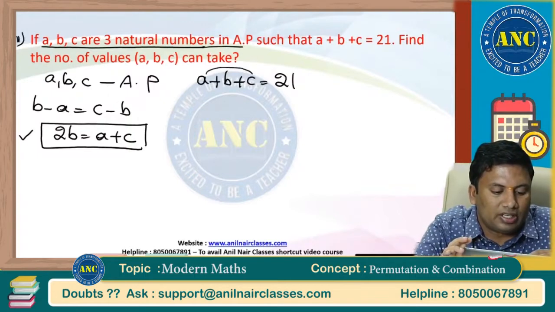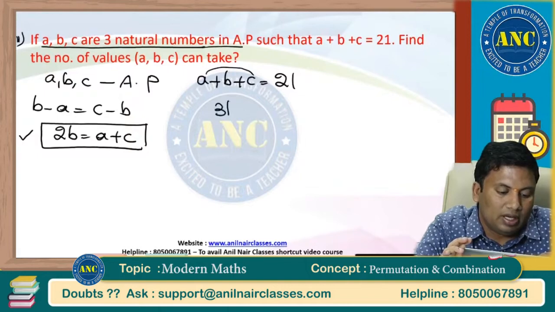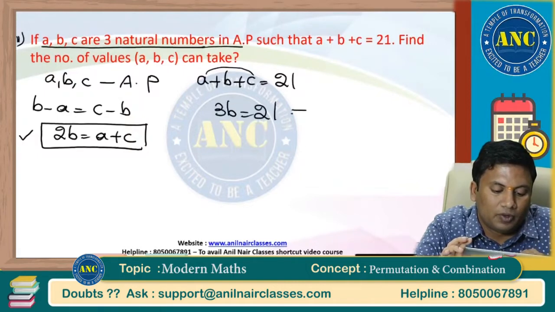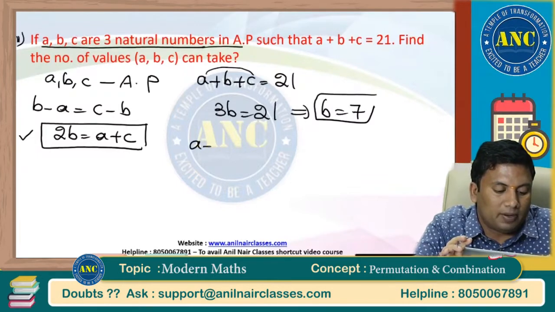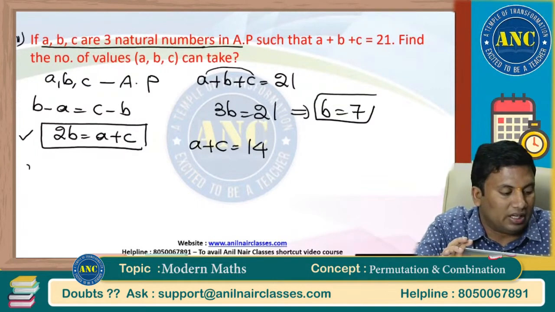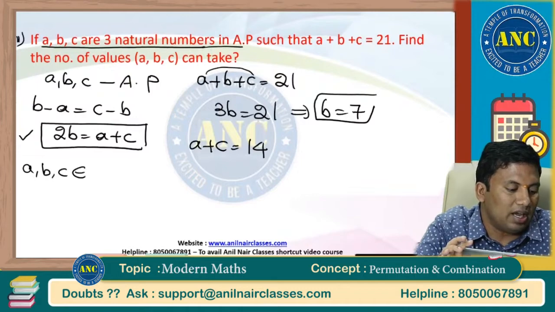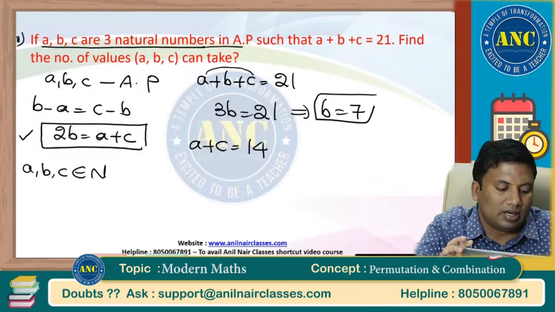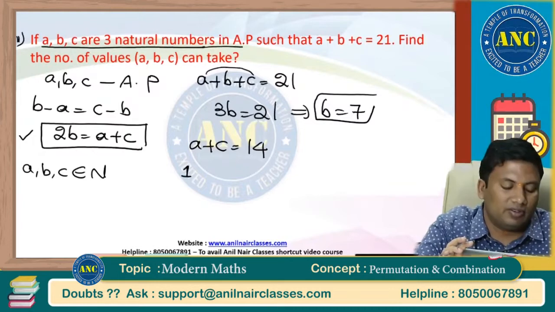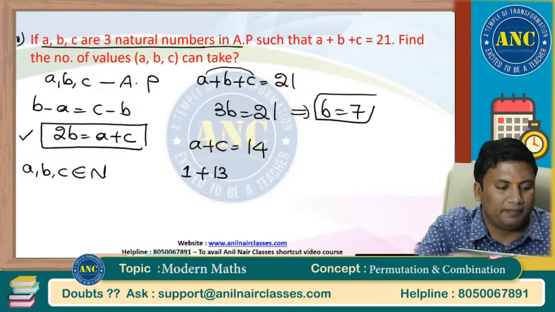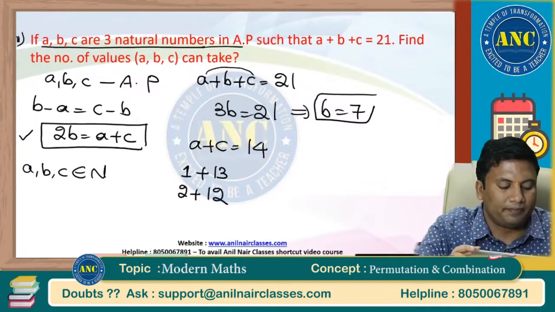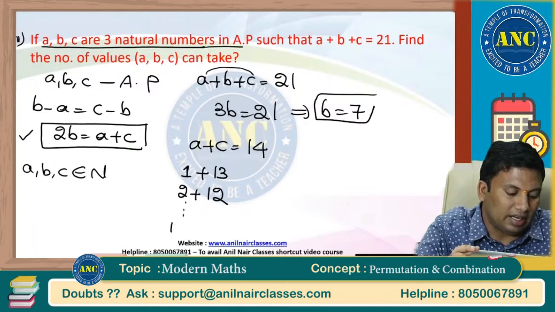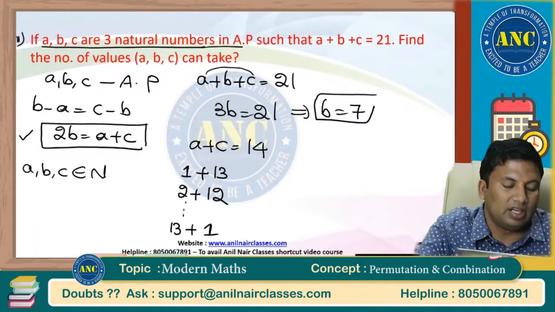If I substitute 2B instead of A plus C, 3B is equivalent to 21. B is nothing but 7. If B is 7, the A plus C value is 14. A plus C is 14, and it is given in the question that A, B, C are natural numbers. That means A can take 1, starting with 1, and C can take 13. A can take 2, 2 plus 12 is 14, and A can go till 13, 13 plus 1 is 14.